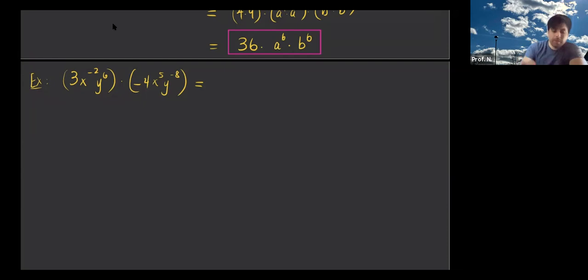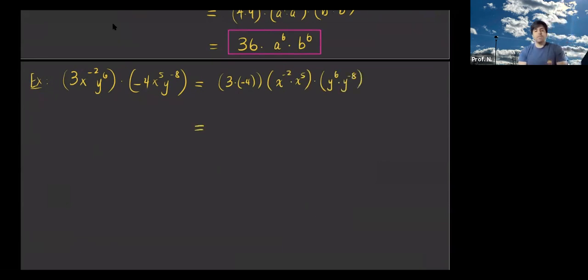So what am I going to do? I'm going to associate everything that is of like kind here. The 3 and the negative 4, I'm going to multiply them together. I'm going to take x to the negative 2, multiply by x to the 5th power, multiply that together. I'm going to multiply y to the 6th by y to the negative 8, multiply that together.